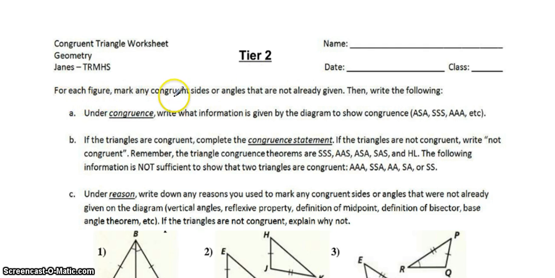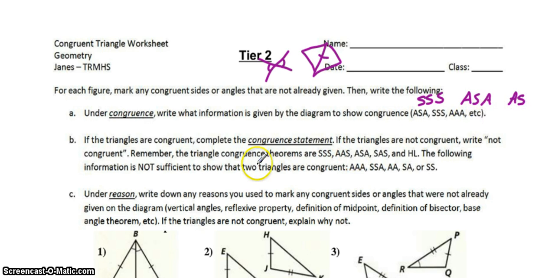For each figure, mark any congruent sides or angles that are not already given. So that means something like if I've got vertical angles, I mark those, or if I've got maybe a shared side that's reflexive, I mark that. Then, write the following. Under congruence, write what information is given by the diagram to show congruence. So it could be like side, side, side, or angle, side, angle. It could even be just like angle, side if they didn't give us very much.